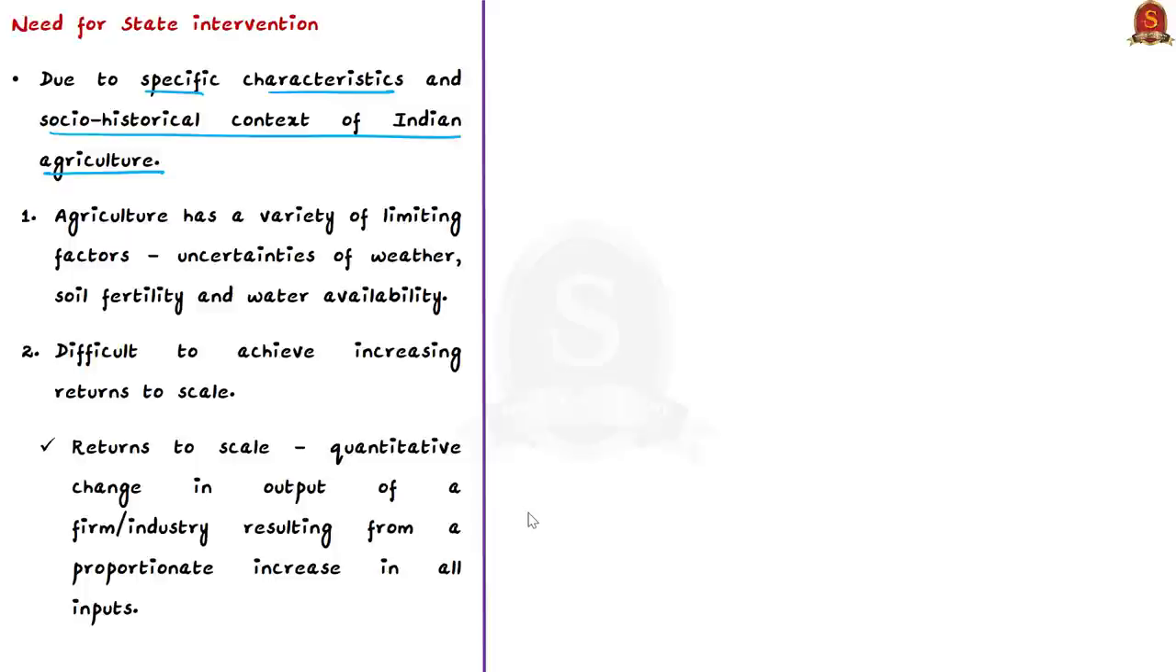See, agriculture itself has a variety of limiting factors. There are uncertainties of weather, soil fertility, water availability. Weather is important because the most well-known source of water for plant growth is rainwater. And without water, crops cannot grow. So here, water availability in addition to weather is important.